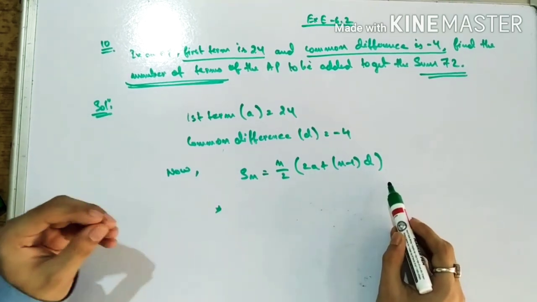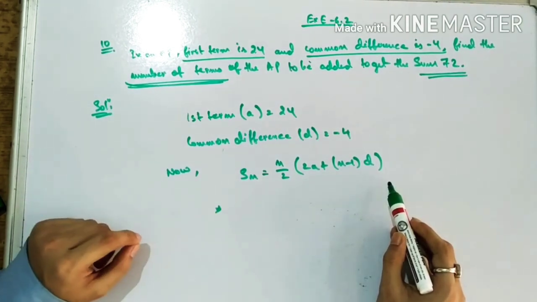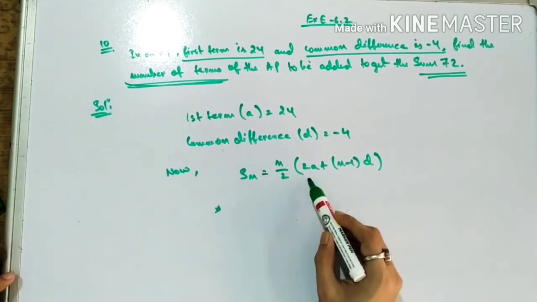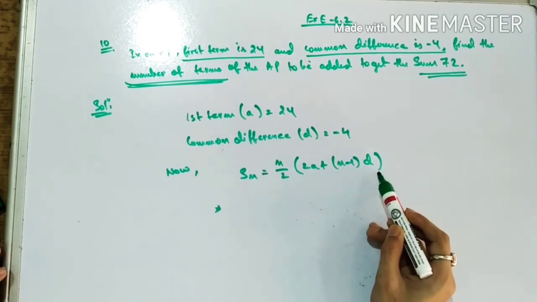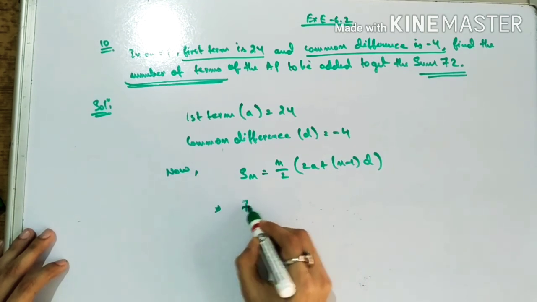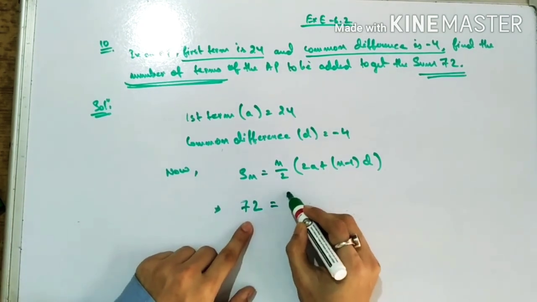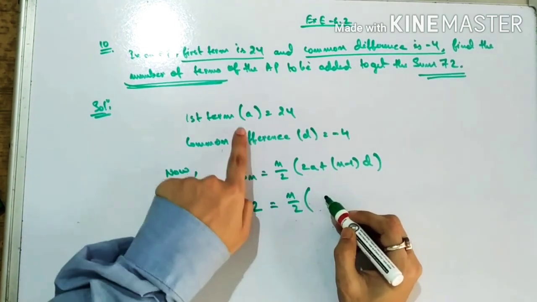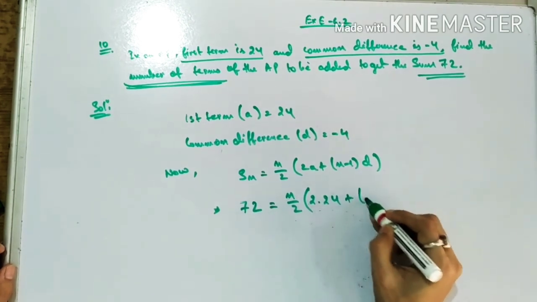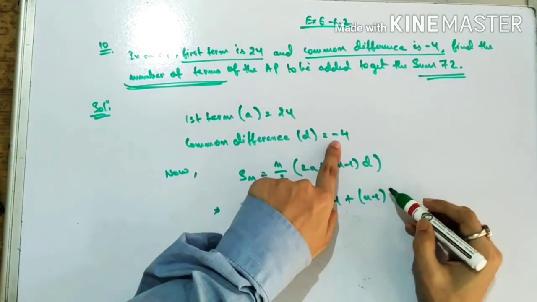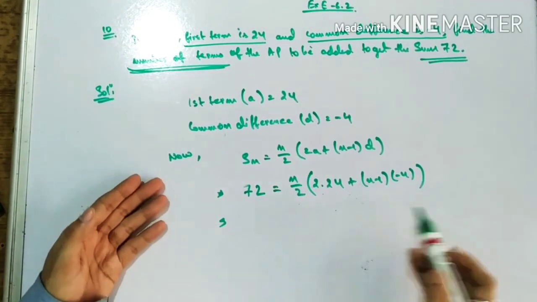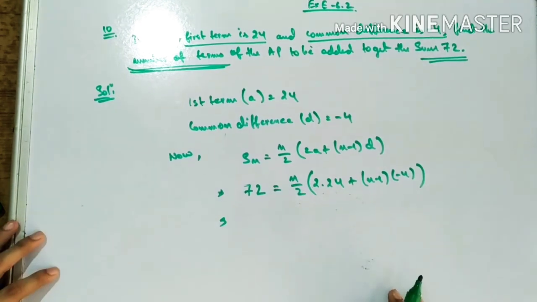Understand? And this is the formula of sum of the first n terms of an AP, Sn is equals to n by 2 into twice A plus n minus 1 into D. And this sum value is given as 72. That means Sn is 72. So in place of Sn I will put 72 is equals to n by 2 into twice A. A is the first term, A value is 24. 2 into 24 plus n minus 1 into D. D is minus 4. So this one I will have to solve and find the value of n, and that will be my answer.